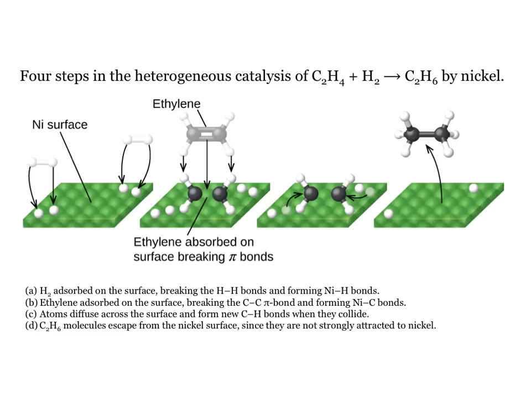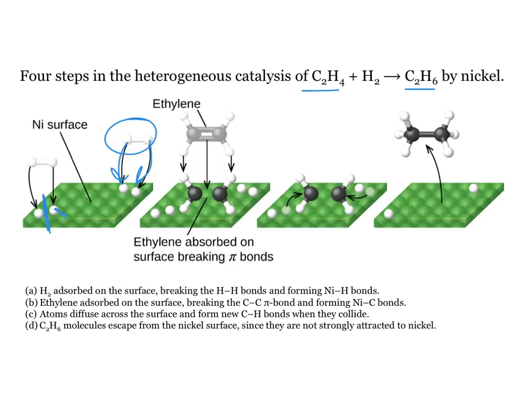Heterogeneous catalysts are sometimes tricky to understand, so let's take a closer look at the mechanism responsible for the catalytic hydrogenation of ethylene to form ethane. First, we see hydrogen gas can be adsorbed onto the solid nickel surface, which causes the hydrogen-hydrogen bonds to break in favor of forming nickel-hydrogen bonds.